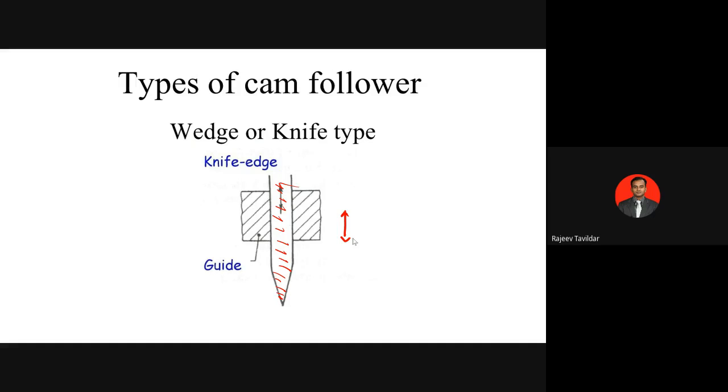Now, what are the advantages and disadvantages of this cam profile? The advantage is it's the easiest way to manufacture this particular profile as compared to the others. Simple knife edge, and it's most widely used because of the simplification of the production. Then comes the disadvantage of this. Can anyone tell me what could be the disadvantage of this?